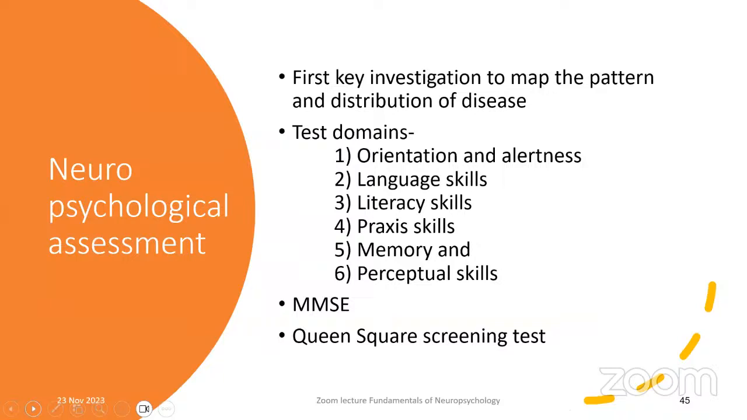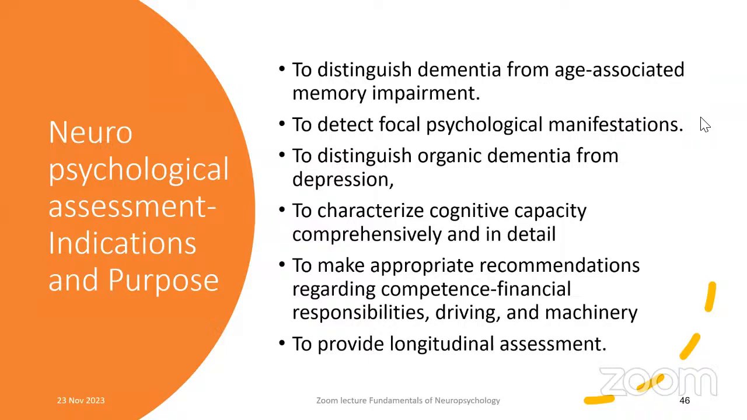So neuropsychological assessment, there are five key investigations to map the pattern and distribution of the disease: orientation and alertness, language skills, literacy, praxis skills, memory and perceptual skills, Mini-Mental Status Examination, Queen Square screening test. So these are some of them. So why do we do this?